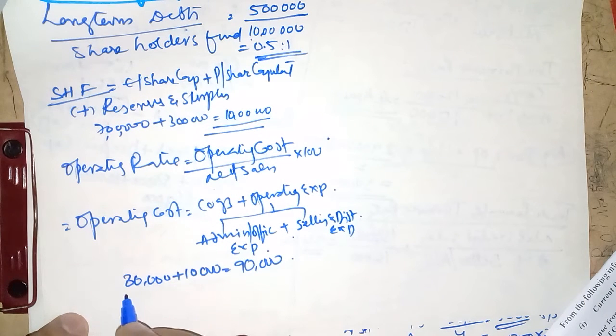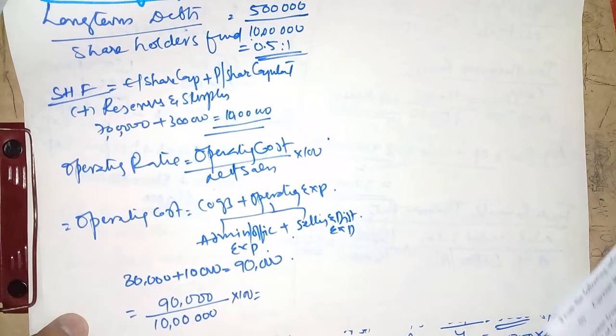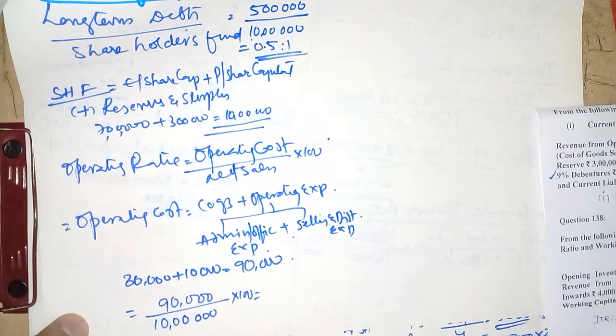So the application of the formula: operating cost is equal to 90,000 divided by sales, which are 10 lakhs, right, into 100, that is equal to, sorry, sales are not 10 lakhs, it is 1 lakh. So be very careful with the numerical values, right? So then it will be 90%. This is our operating ratio.